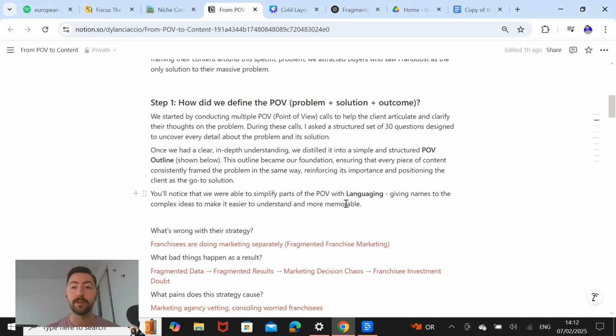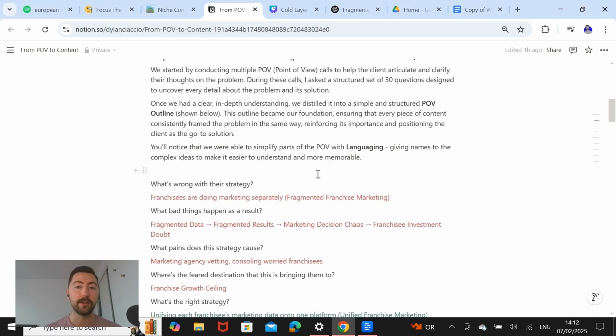So what's the problem, their solution to it, and the outcome that is produced when you solve that problem. And so we started by conducting multiple POV calls, so kind of extracting the client's thoughts, the expert on the problem. And on these calls, we ask a structured set of questions where I'm really trying to uncover every detail about the problem and its solution. And so once we had that laid out and aired, I was able to put it into a simple and structured POV outline.